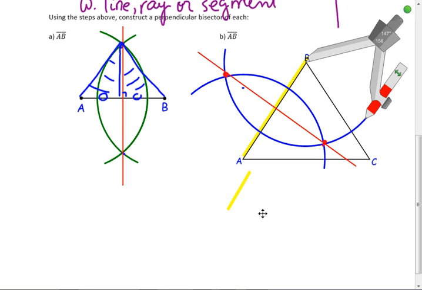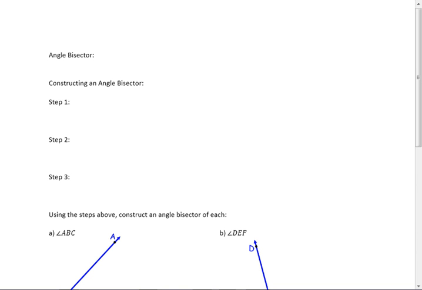Okay. It is interesting, if you bisect all 3 sides, those lines will be concurrent. Remember what concurrent means? They will intersect in a single point, a very special point that we will learn later. I forget what the name of it is, but I'll have to just learn it myself. Okay, ready to bisect an angle. Okay, angle bisector.